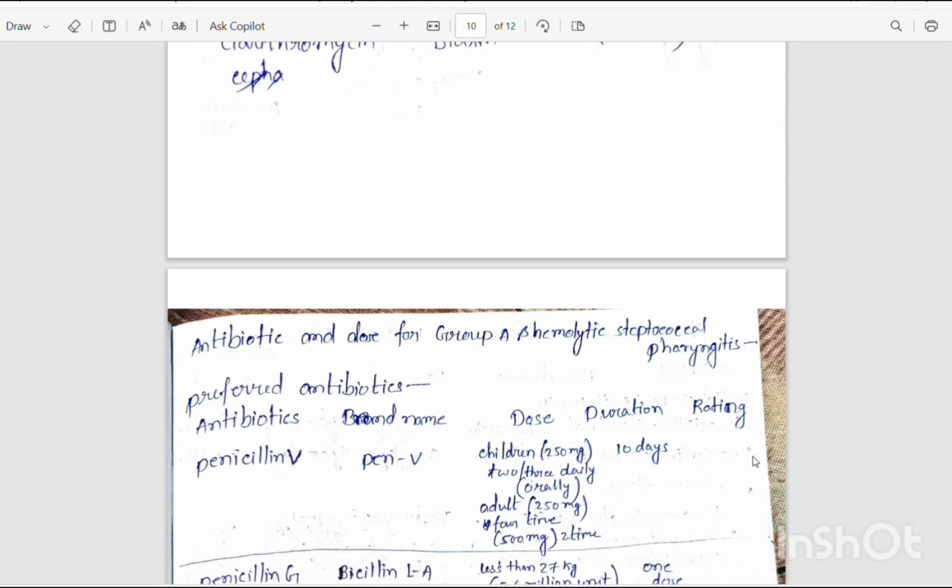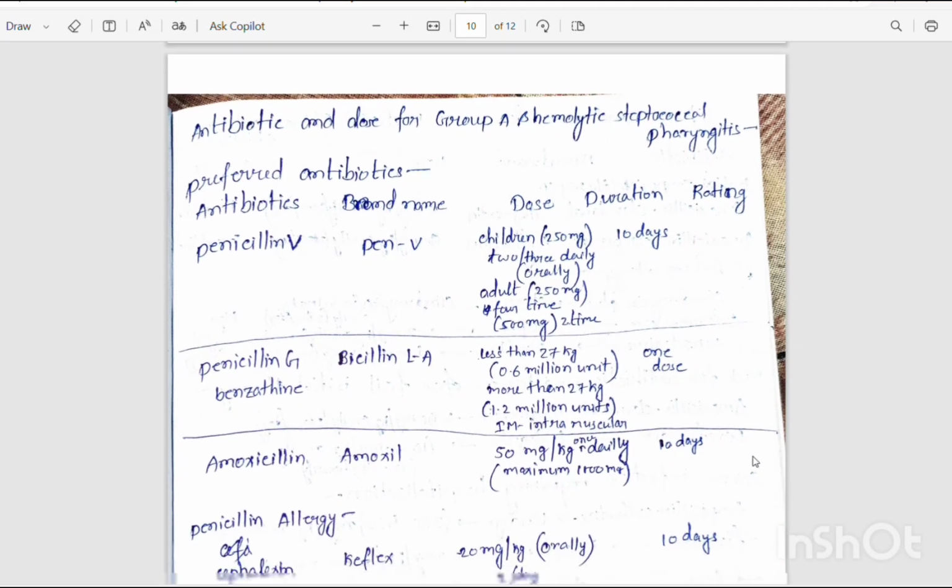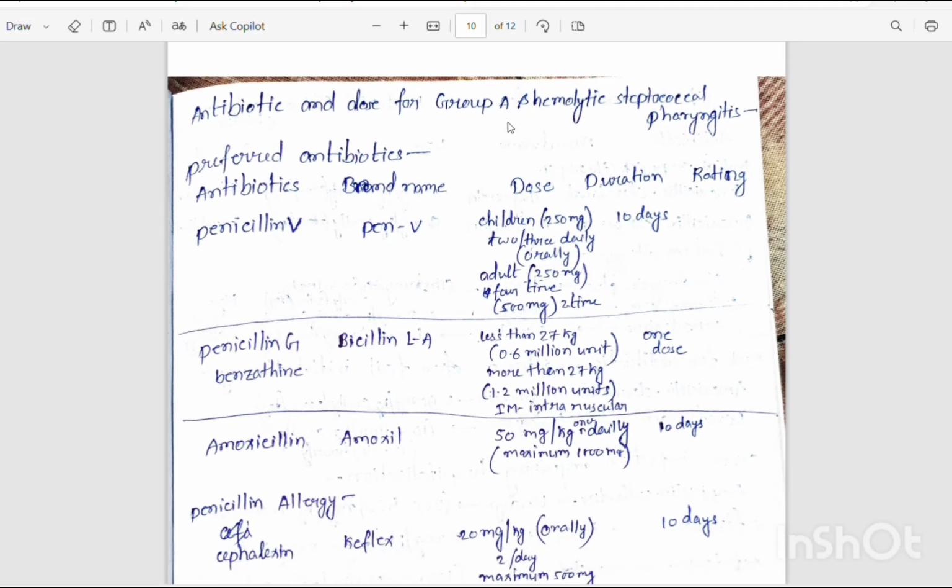Then we will move to the treatment of upper respiratory tract infection. The antibiotic and dose for group A beta-hemolytic streptococcal pharyngitis. The preferred antibiotic is penicillin V and the brand name is Pen V. The dose for children is 250 mg twice daily orally, and for adults 250 mg 4 times, or 500 mg. Duration will be 10 days.